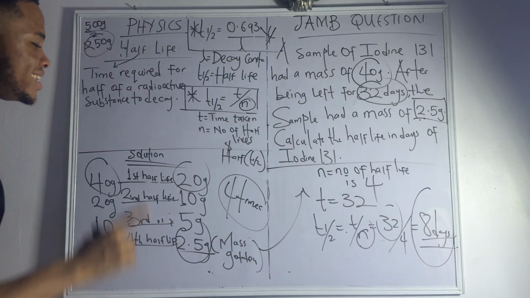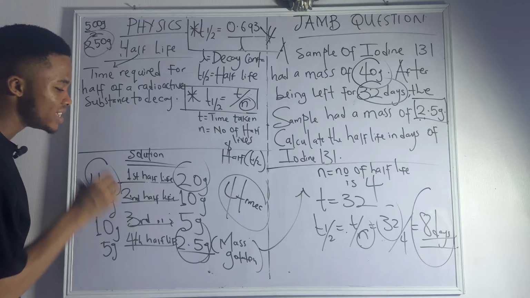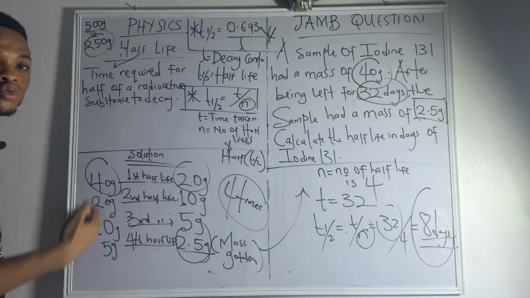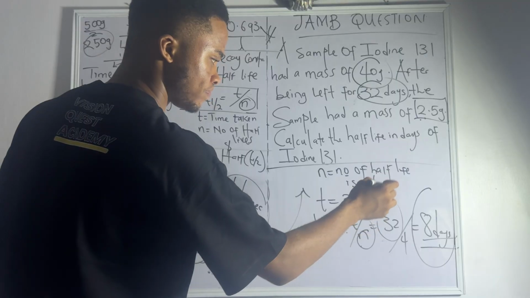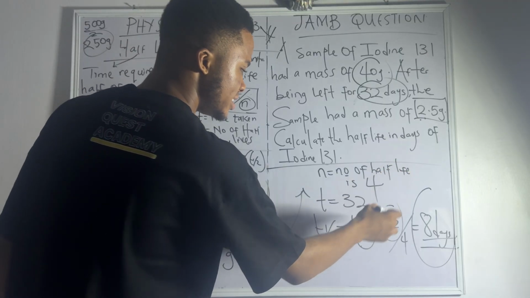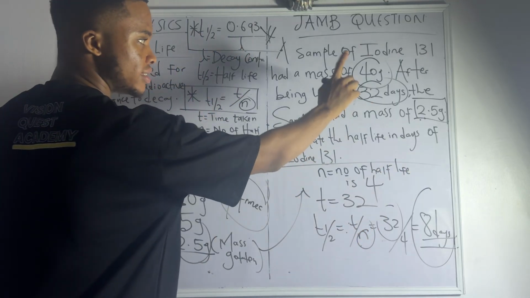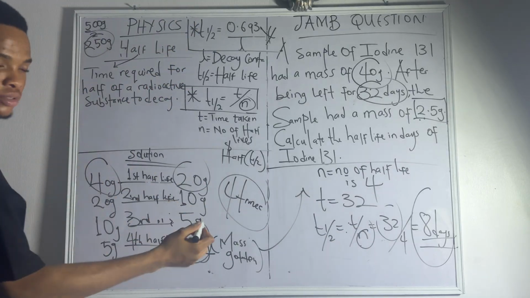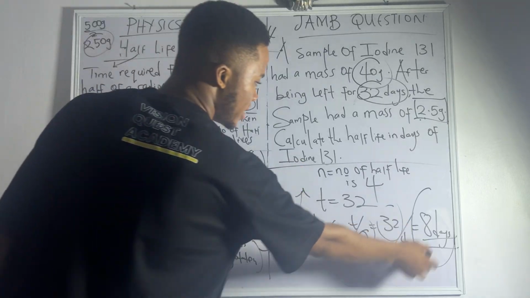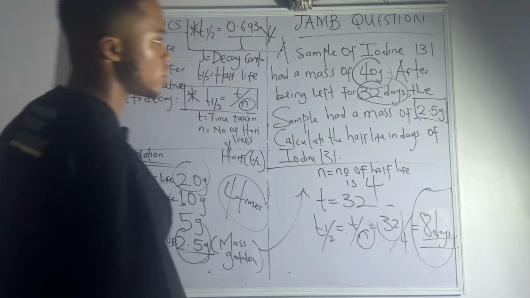Please note, never mistake n for half-life. This is just the number of times we are doing half. The 32 is the days given, which was 32. The n is your number of half-lives, which you got as 4 times. So 32 over 4 is 8 days. So 8 days is the half-life of iodine.